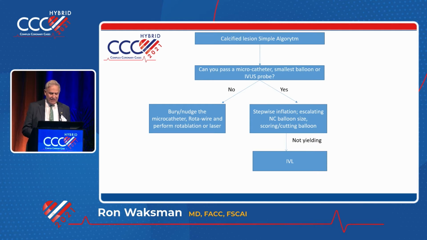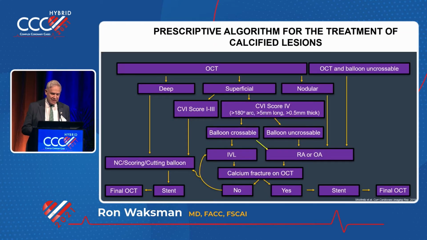But you can see that if you can, do a stepwise inflation, escalating non-compliant balloon size. You can use scoring or cutting balloon. And then, only then, if it doesn't work, the new kid in the block, you can use IVL. And I'll try to show you some data on IVL because it's not been covered much in this meeting.